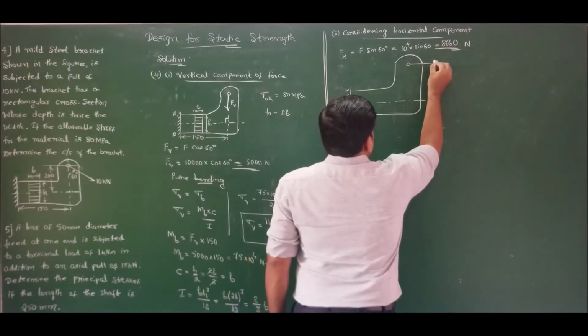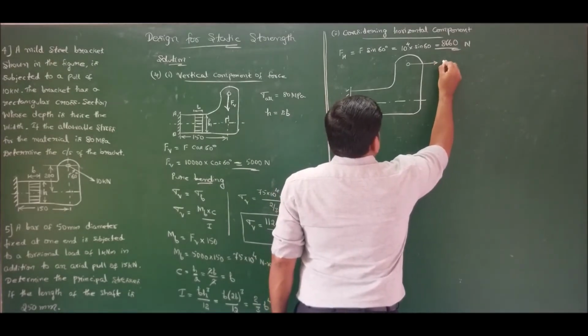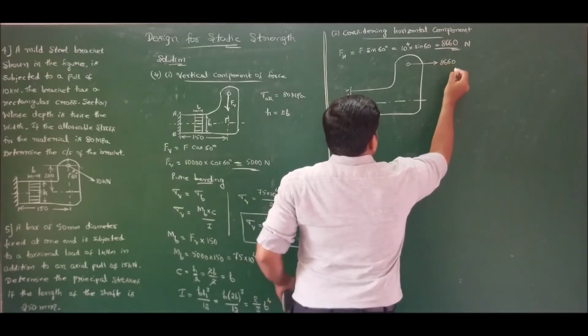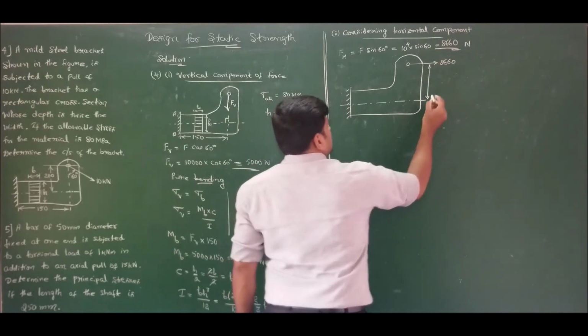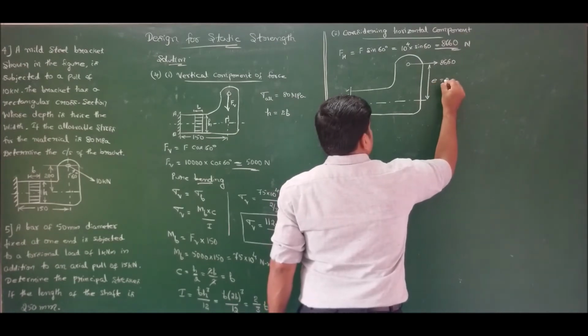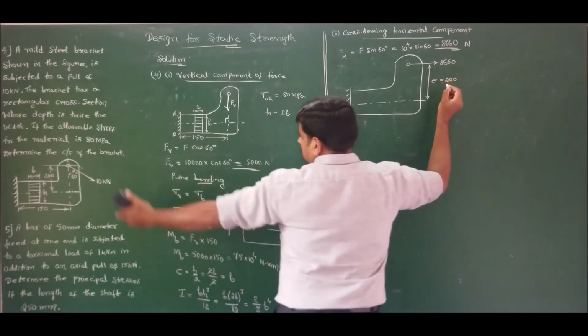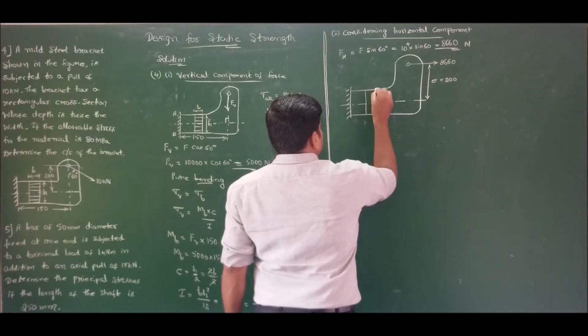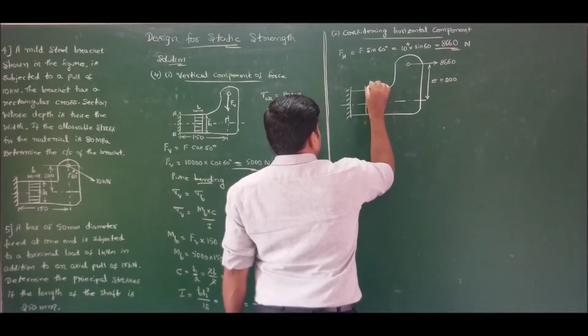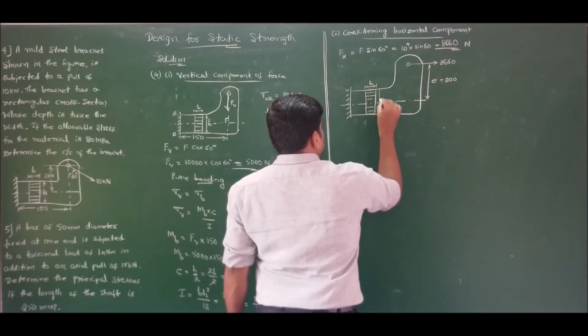Here we have the horizontal force as 8660 newtons. The distance of the load line from the centroidal axis is defined as eccentricity e, which is specified for us as 200 millimeters in the question. We have the cross section here. This is width b and this is depth h.